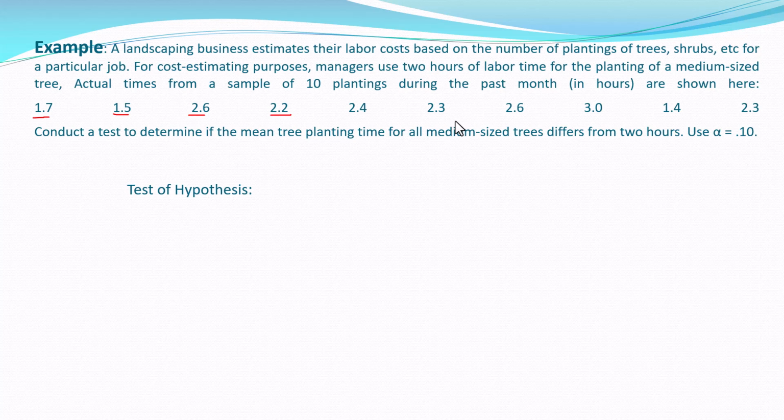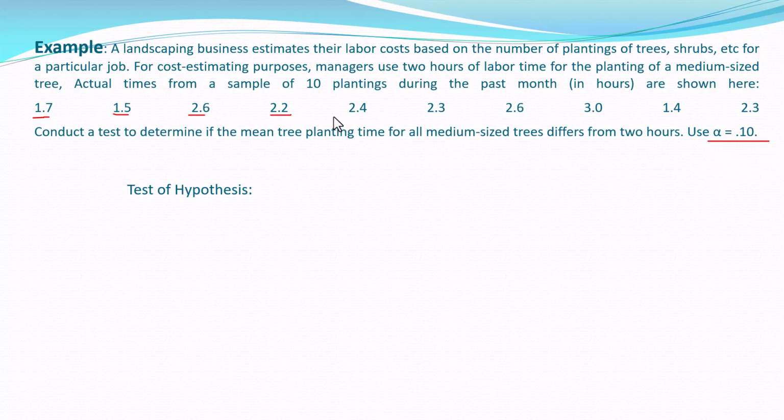We want to conduct a test to determine if the mean tree planting time for all medium-sized trees, that's mu, differs from 2 hours. If you average these 10 values here, that'd be an X bar, that'd be a sample mean. And I'm telling you to use an alpha of 0.10.